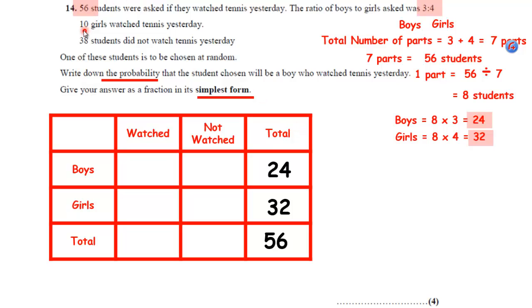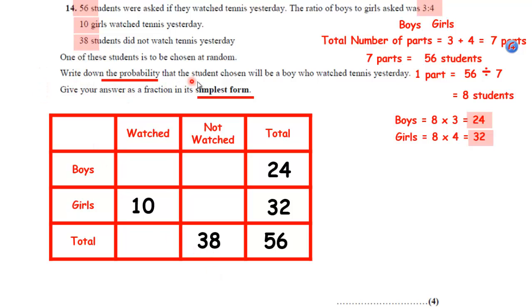So let's go back to the information. So we've addressed that 3 to 4. 10 girls watched tennis yesterday. So girls who watched tennis yesterday, that's going to be in there, 10 girls. I sort of highlighted them, but you should actually cross out these things as you use it. 38 students did not watch tennis yesterday. So people who did not watch tennis yesterday, 38, that's going to go in here. All right, that's all they've given us.